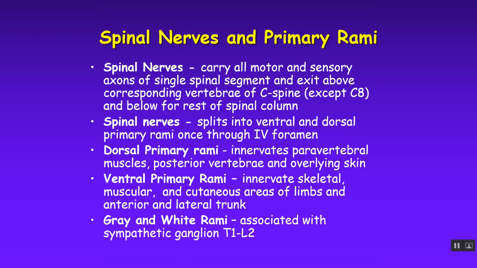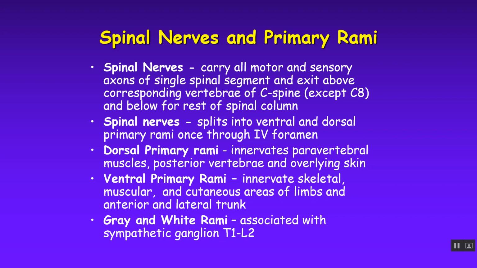So this is, again, I'll review. Spinal nerves carry all the motor and sensory axons of a single spinal segment and exit above the corresponding vertebrae in the C-spine, except for C8, and that's when it starts going below, and then below for the rest of the spinal column. The spinal nerves split into ventral and dorsal primary rami. Remember we talked about the dorsal and ventral rami that come off of there.